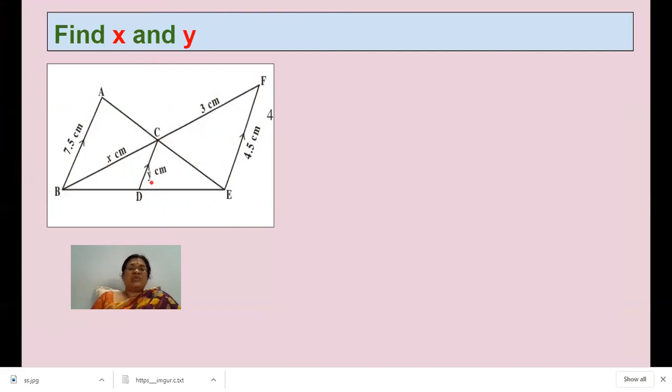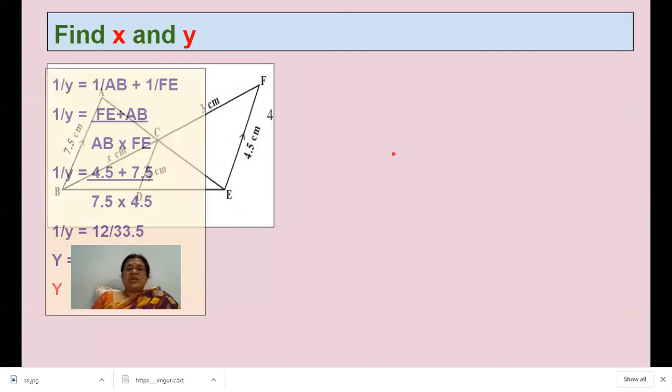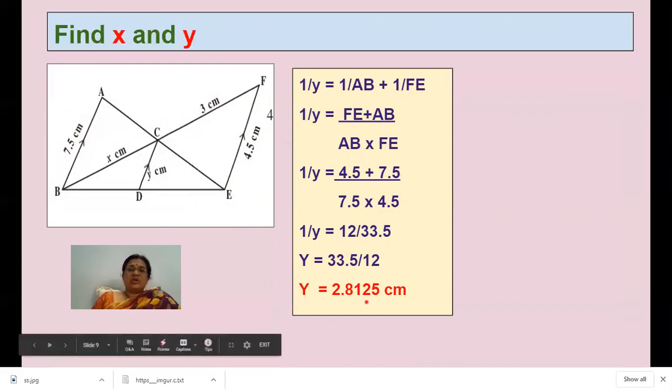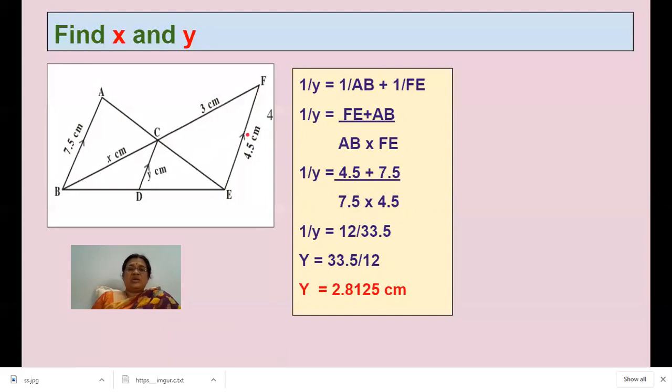You know that 1 by y will be equal to 1 by AB plus 1 by FE. That I have taken. See here, 1 by y, the middle one. So what I have done, I have substituted the values here. When you add these two, they are unlike fractions, AB into FE, and the numerator will be FE plus AB. I have substituted y values and simplified. Here I have reversed it, y value got like this. So I have applied the previous slide problem, that formula, in this problem to solve this problem.